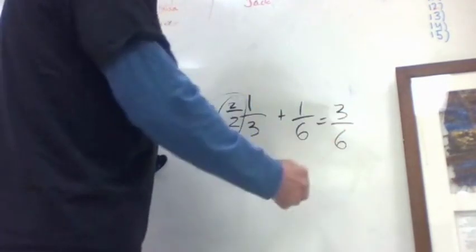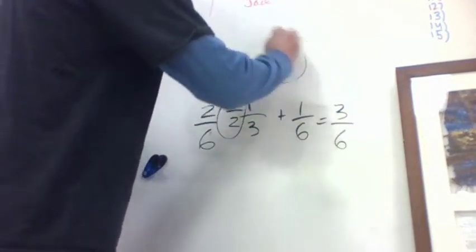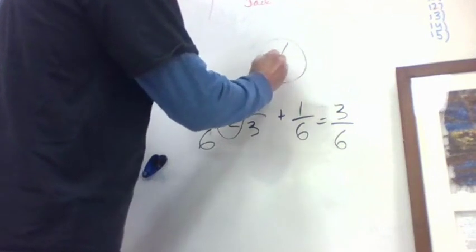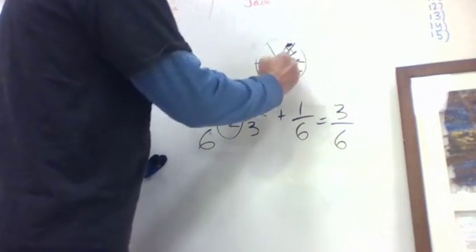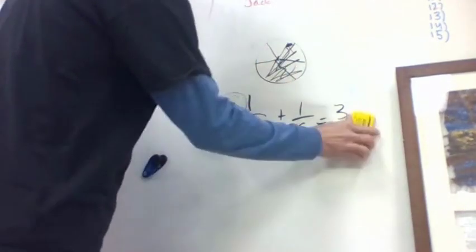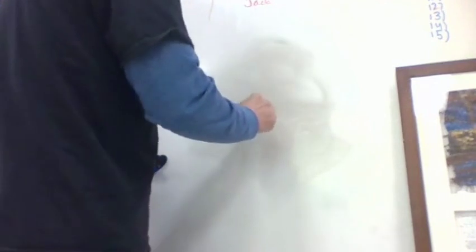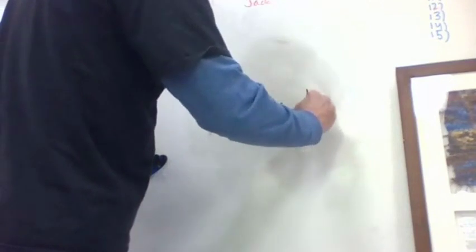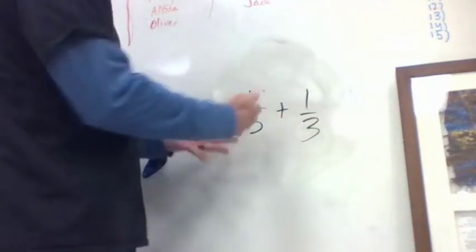Well, what is 3 sixths really? If you have 3 of the 6 parts, you really have what? Half. Okay. That's turning the apples into oranges. What if we can't do that though? What if we have a 1/5 and a 1/3? We can't turn the oranges into the apples or the apples into the oranges. So we're going to change them both.